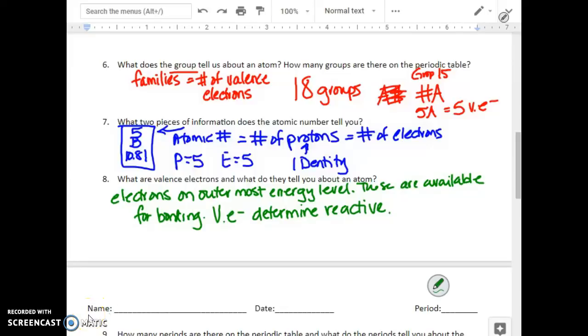The closer they get to 8, that's their whole goal. They want to get to 8. They can either do that by losing their valence electrons, so like groups 1 and 2 lose their valence electrons, they give them away. Groups 6 and 7, they gain those electrons. So the closer they are to either losing them or gaining them to 8, the more reactive they are.